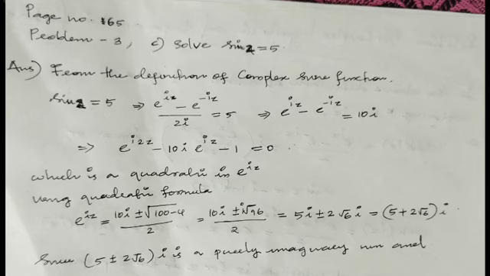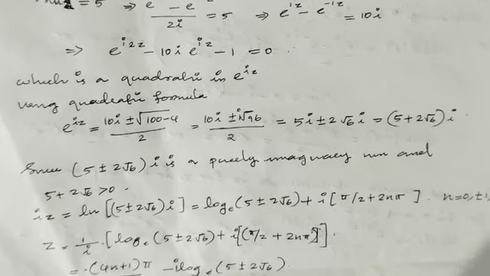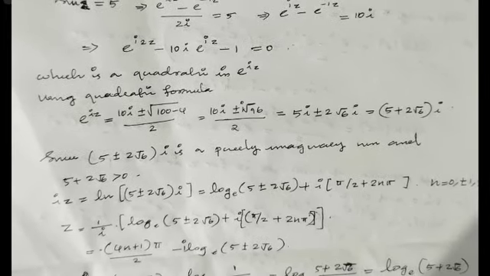Using the quadratic formula, e raised to iz is equal to 10i plus or minus root of 100 minus 4, divided by 2, which is equal to 10i plus or minus i into root 96 divided by 2. After simplifying, we get 5i plus or minus 2 root 6 into i, which is equal to, taking i outside, 5 plus 2 root 6 all into i.